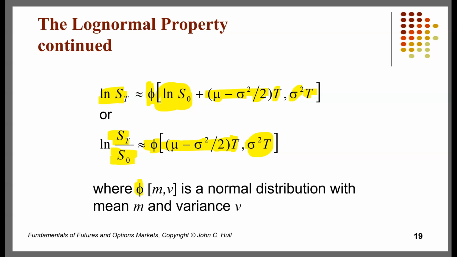And phi here is just a normal distribution. M is the mean, V is the variance. So the first term here is always the mean, the second term is the variance, and the phi there is just to say that it's the normal distribution. We use N in our description earlier.